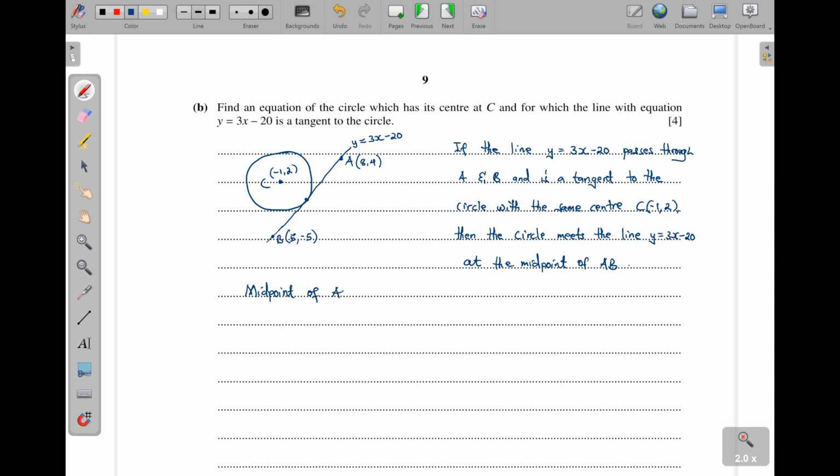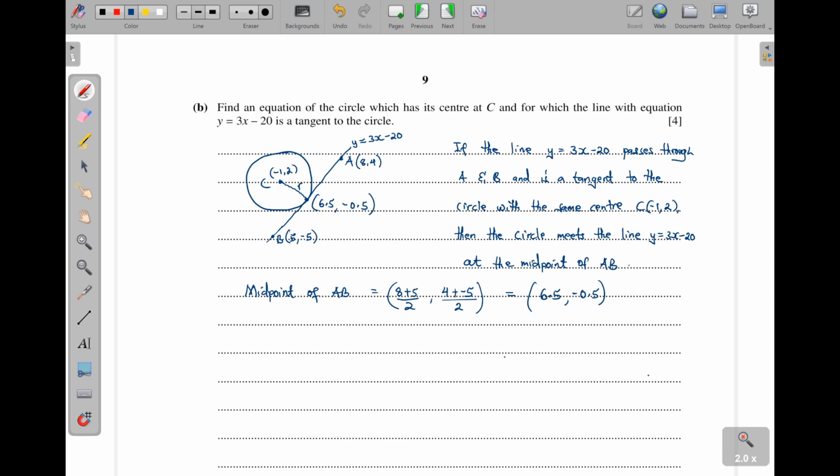So we need to find the midpoint of AB: the average of the x, that will be 8 plus 5, then divide by 2, and the average of the y, 4 plus negative 5, that will be negative 1. So this one will give us 6.5 here, because 13 divided by 2, and then this other one is going to be negative 0.5. So just like that, this one is 6.5 and then negative 0.5.